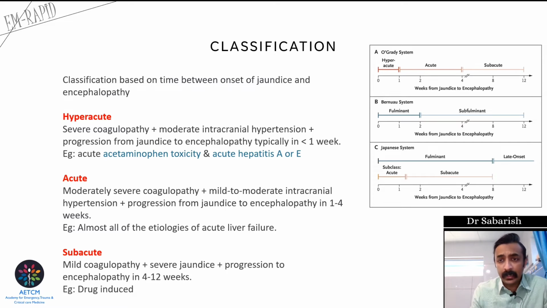Depending upon the various grading systems, you have the O'Grady system, which is basically the hyperacute, acute, and subacute. Then you have the Bernuau system, where you have the classification of fulminant and subfulminant, from jaundice to hepatic encephalopathy. If it happens in 0 to 2 weeks, it is fulminant, and from 2 to 12 weeks is subfulminant. Then you have the Japanese system, where 0 to 8 weeks is fulminant, and 8 to 24 weeks is late onset. Within the fulminant, they have classified 0 to 10 days as acute fulminant, and 10 days to 8 weeks as subacute fulminant. So at the end of the day, you should know that there is a broad classification into hyperacute, acute, and subacute.